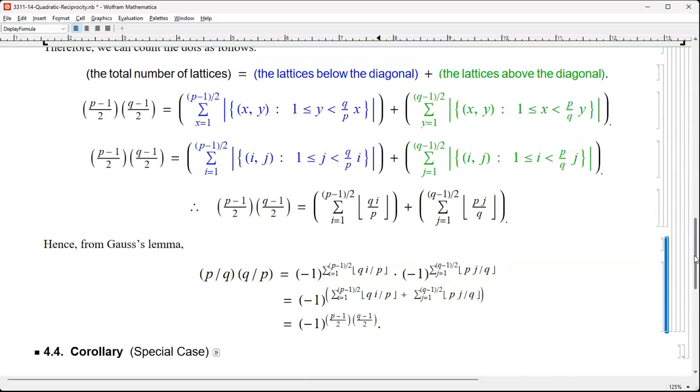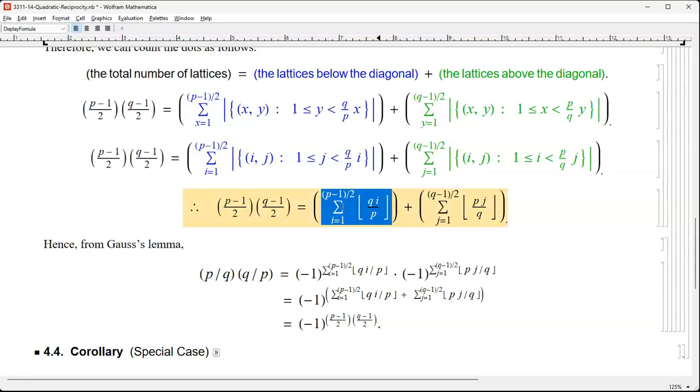Okay, all right. Negative 1 to the summation of this floor function, floor of qi divided by p, and times negative 1 to the summation of this floor function, floor of pj divided by q. And if you use the exponent law, you can add up the powers, so summation this plus that. But then again, didn't we just prove from this geometry this blue summation plus green summation is none other than this product? We have it.